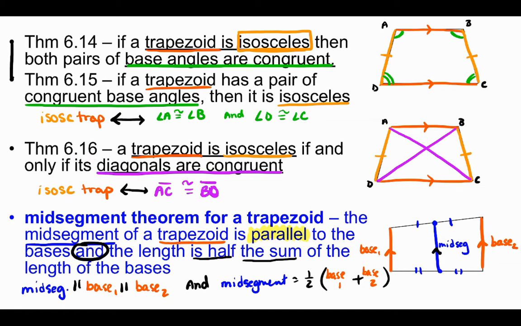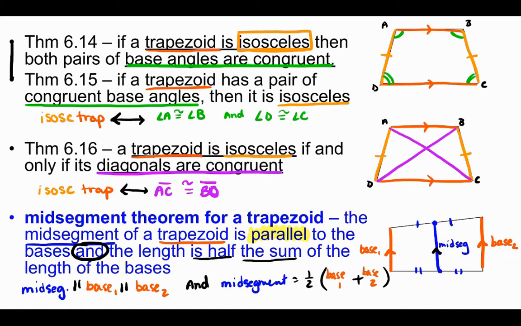Theorem 616 is, for a trapezoid to be isosceles, it has to have congruent diagonals. So if you have a trapezoid with congruent diagonals, it's isosceles. And if you have an isosceles trapezoid, the diagonals are congruent.